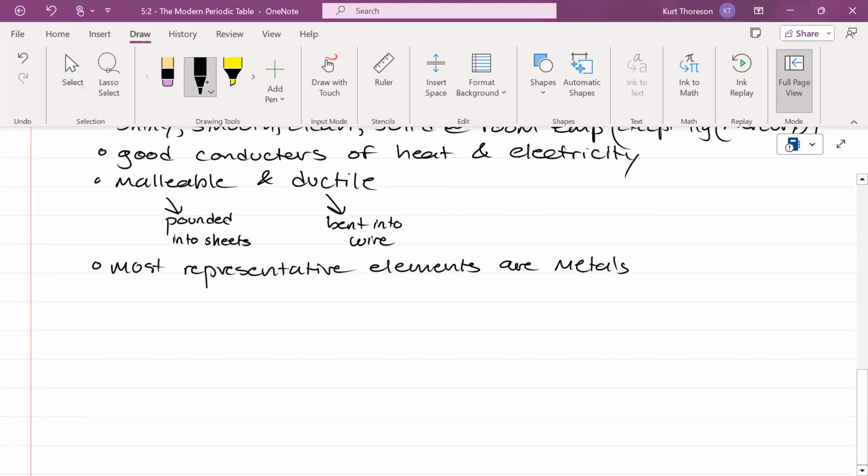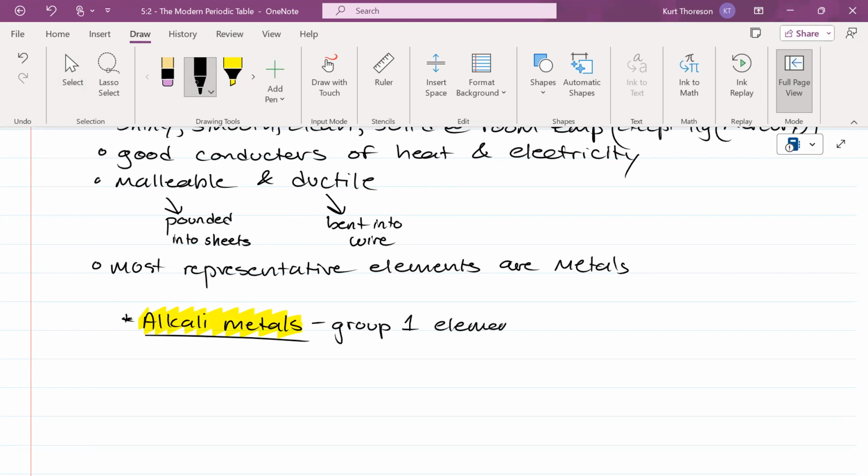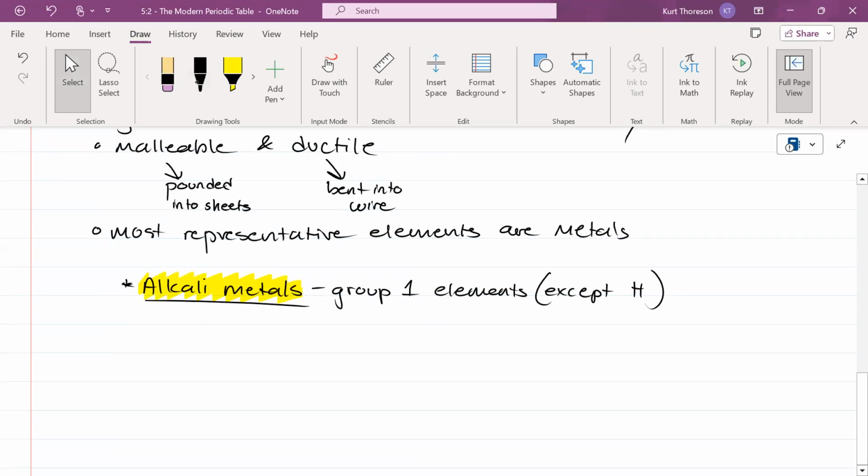Let's continue with the metals. Alkali metals. These are the group one elements, except for hydrogen. Hydrogen is a non-metal. Let's see what you guys recall from last unit. How many valence electrons does everything in group one have? One valence. Are they stable by themselves? No, they are not. They are highly reactive because they only have one valence electron.